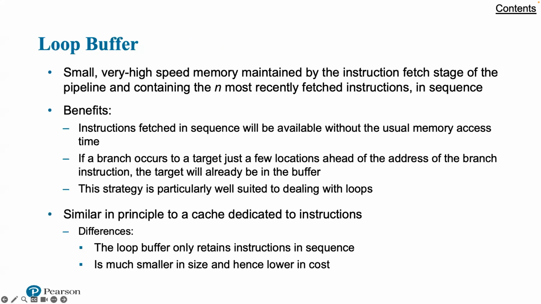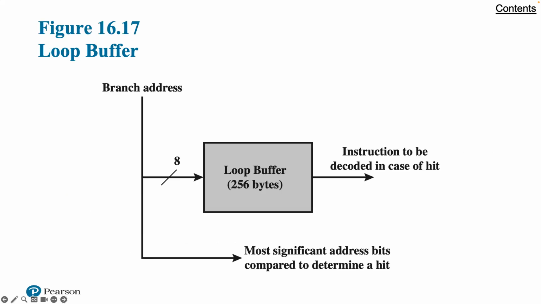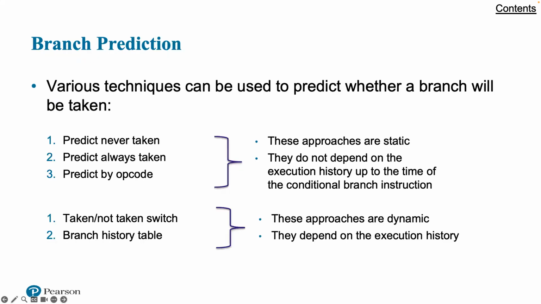You can have a loop buffer. It is a small, very high speed memory maintained by the instruction fetch stage of the pipeline, and it contains the n most recently fetched instructions in sequence. A picture's worth a thousand words, and here we're seeing this example. It's like a cache, but now we're having a buffer, and we load up a bunch of different instructions. Maybe this is a smarter strategy that can help us figure out which way we're going to go.